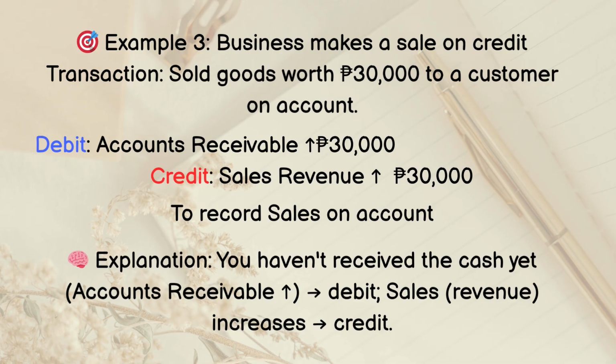Example 3: Business makes a sale on credit. Transaction: sold goods worth $30,000 to a customer on account. Debit: Accounts receivable. Credit: Sales revenue, $30,000. To record sales on account. Explanation: you haven't received the cash yet. Accounts receivable, debit. Sales revenue increases, credit.